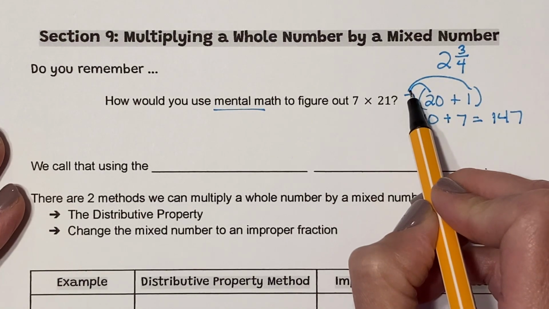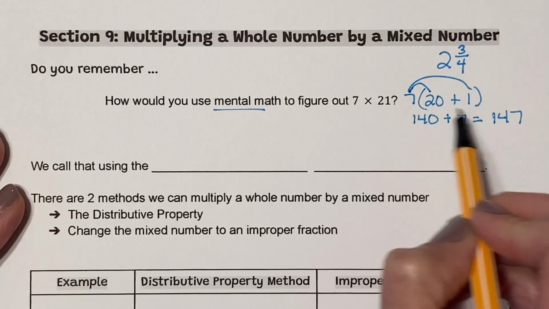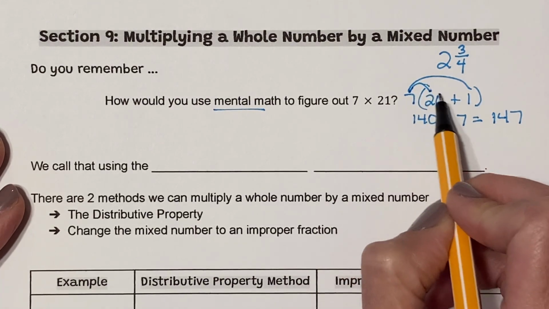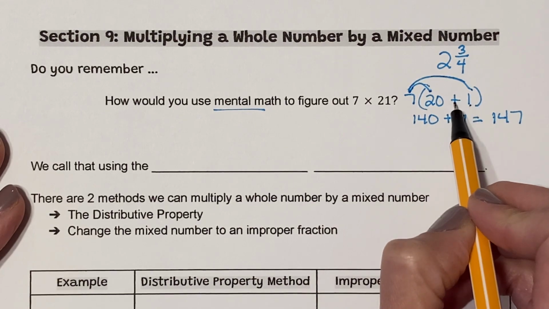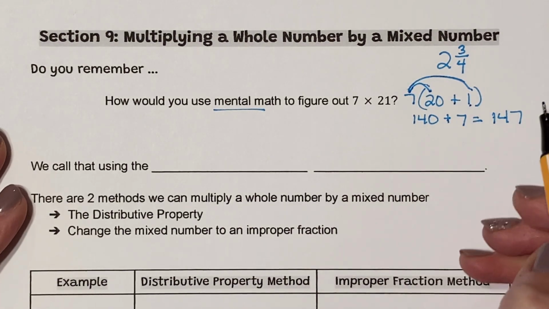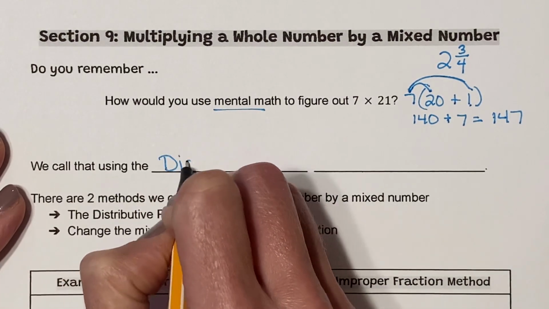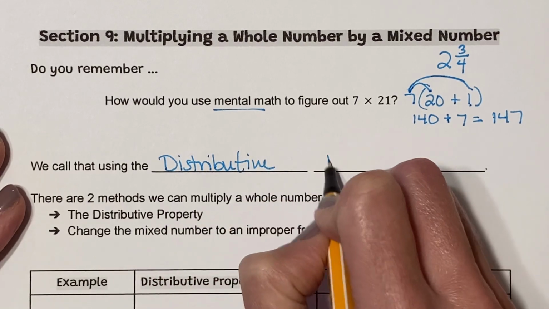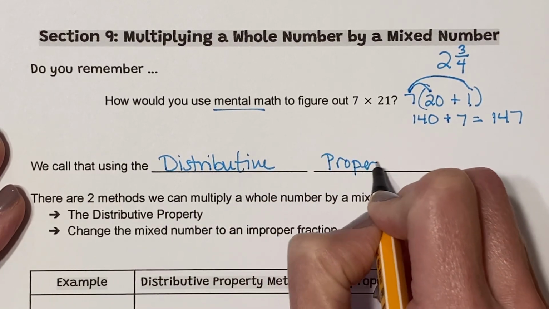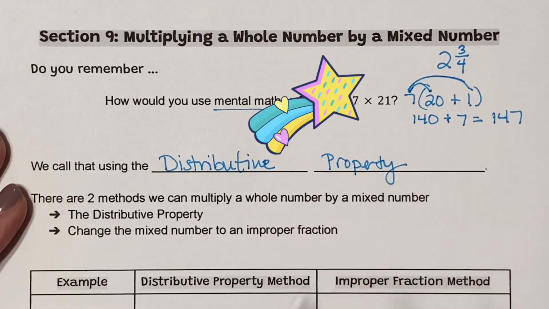That is the distributive property. You're taking a number, and you're distributing it over the parentheses. The 7 gets multiplied by the 20, and the 7 gets multiplied by the 1, and then you add them together. That is the distributive property. We call that the distributive property. You've been using this without really knowing what it was called, probably.